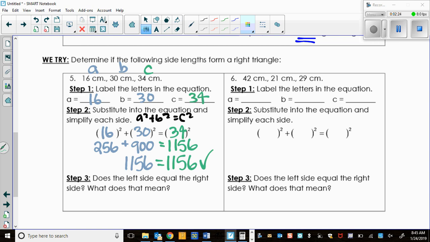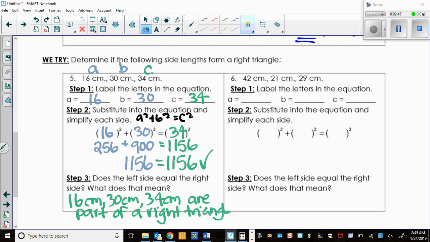So does the left side equal the right side? Yes. What does that mean? That 16 centimeters, 30 centimeters, and 34 centimeters are part of a right triangle. Which is exactly what we wanted. Alright? So, hopefully you guys kind of understand where we're going here. We have one more that I want to talk about, and then we'll see what we do next.